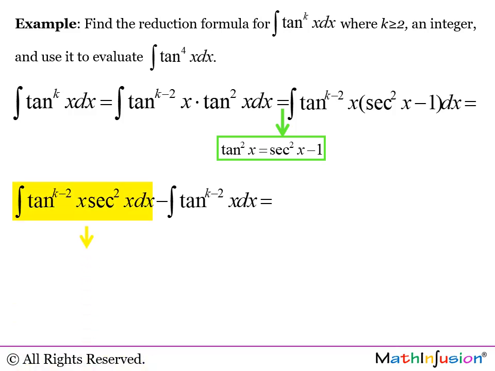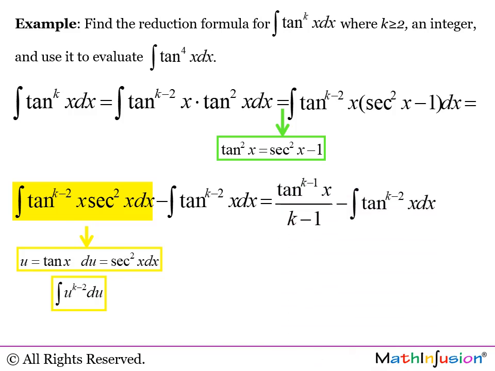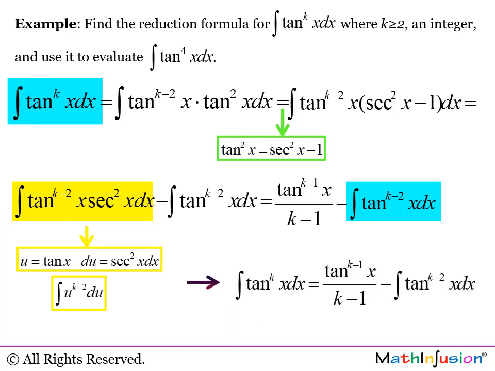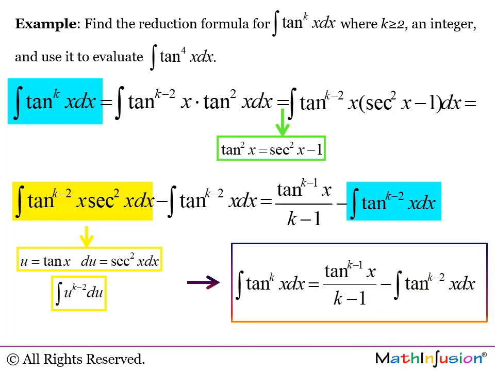Let's evaluate this one using u substitution. u is tangent x and du is secant to the power of 2x dx. We get that, which is just u to the k minus 1 over k minus 1, and in this case tangent to the power of k minus 1x over k minus 1. The second one we just copy. You can observe the reduction. And here is our reduction formula.